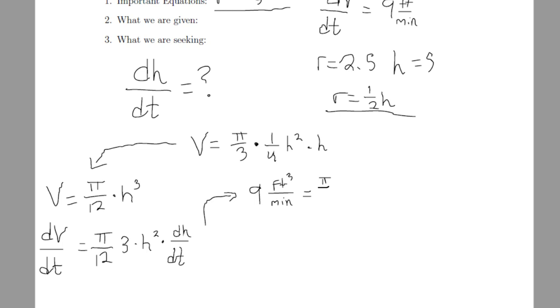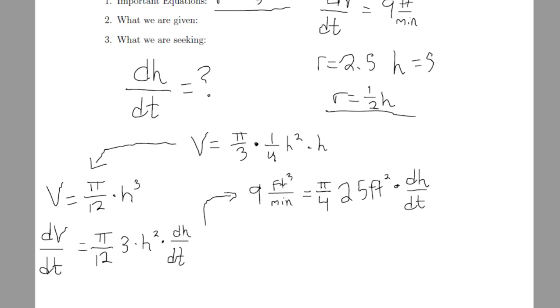Equals pi over 12 times 3. Or rather, simplify it even more. 3 pi over 12 is just pi over 4. And then we have h squared. So now we have the rate at which we're trying to find in our equation. So we can go ahead and just plug in h. We know that h is 5, so h squared is 25. Let's put 25 right in there, and that is feet squared. We'll do a little bit of dimensional analysis, integrate it into the problem here. And then we have that times dh over dt.